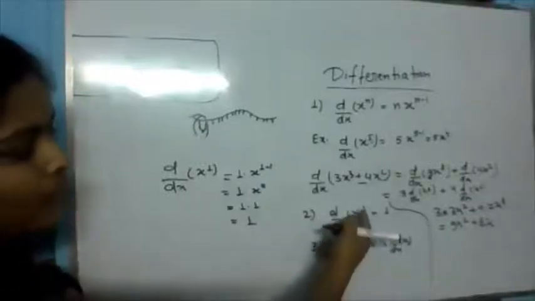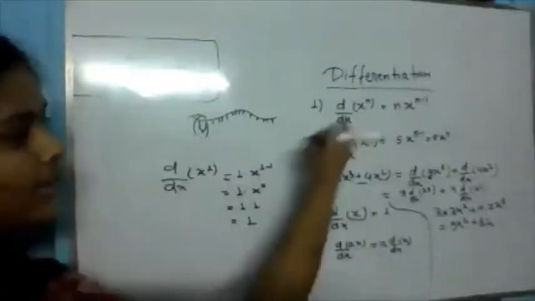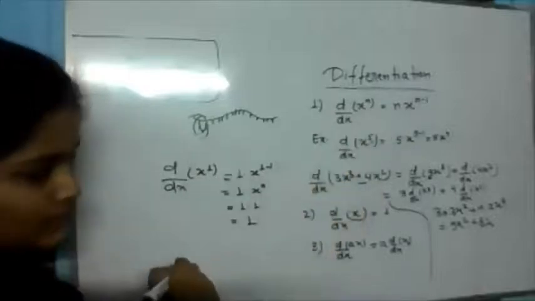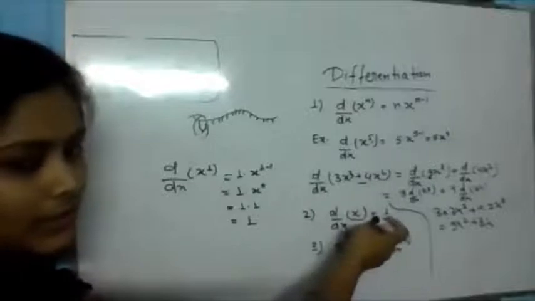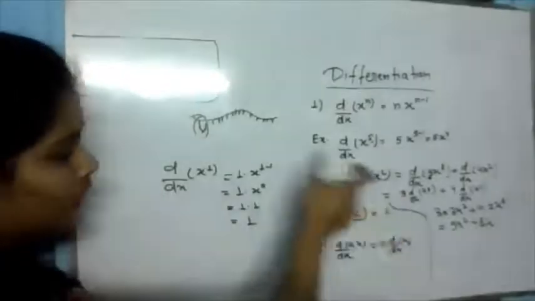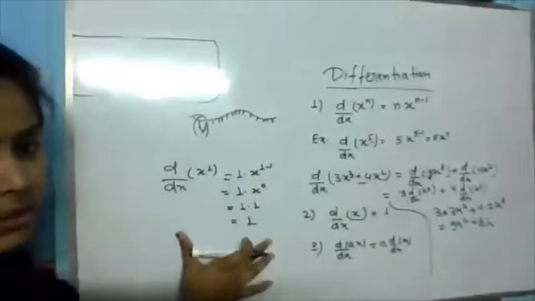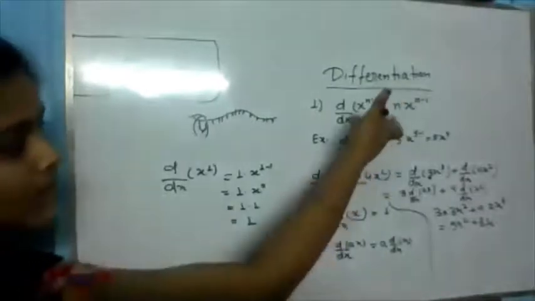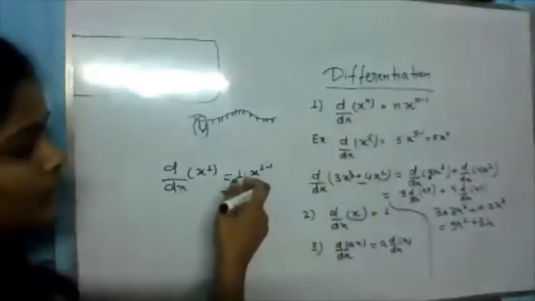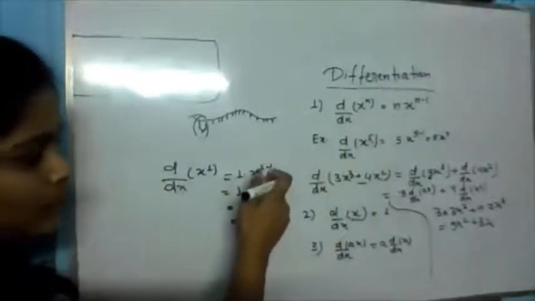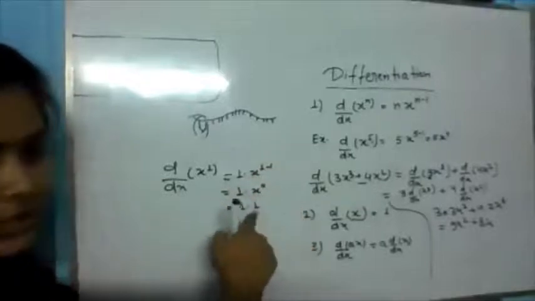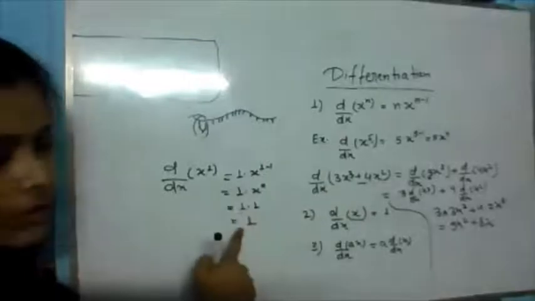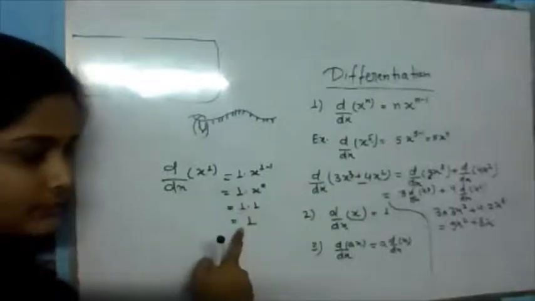Yes, ma'am. If the power of x is 1, then we can apply this formula directly like this. Don't think that dx is cancelling each other, and that's why we are getting 1. No. We are getting 1 by this process. If we apply the general formula, then 1 into x to the power 1 minus 1, so 1 into x to the power 0. And if the power of anything is 0, its value becomes 1. So 1 into 1 equals 1. Right?